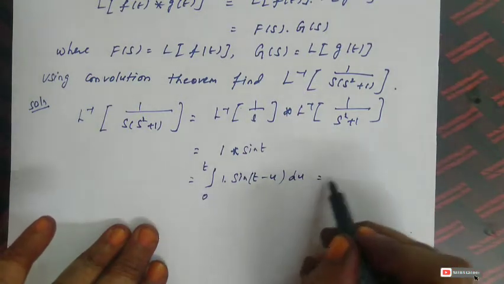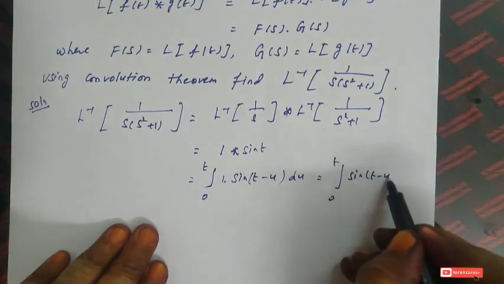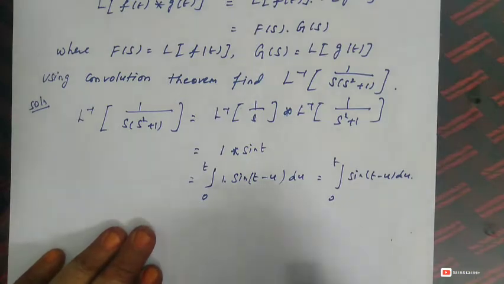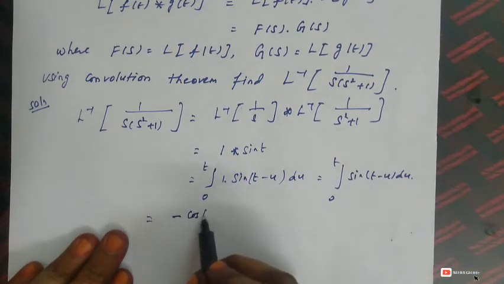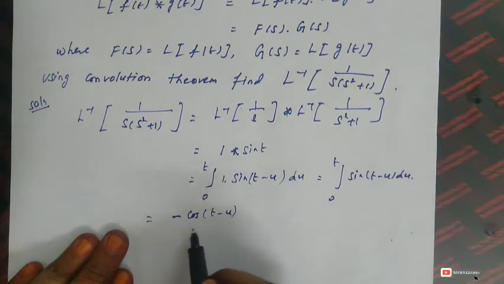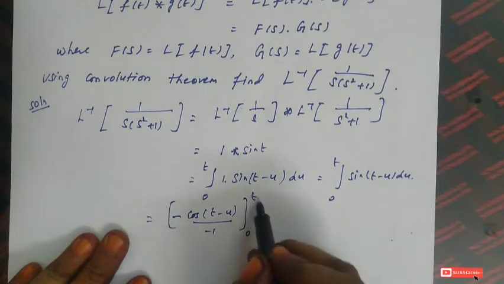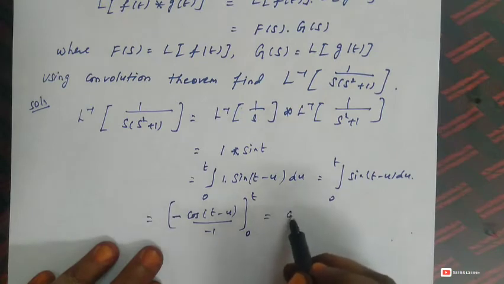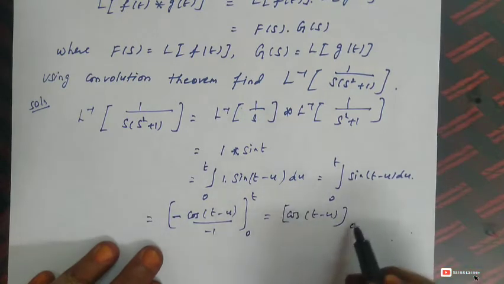So this is nothing but what? Integral 0 to t sin of t minus u into du. So now we are going to integrate this. Integration of sin is minus cos. So minus cos t minus u divided by what? Divided by minus 1 with the limit 0 to t. So minus into minus, this will become as plus. So cos of t minus u with the limit 0 to t.